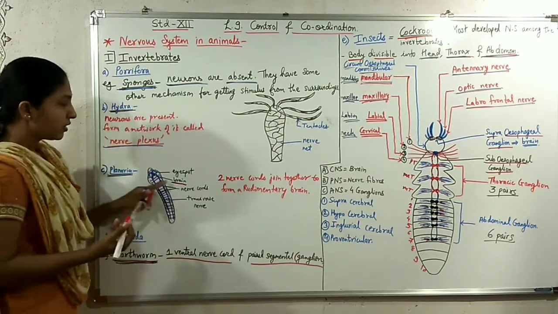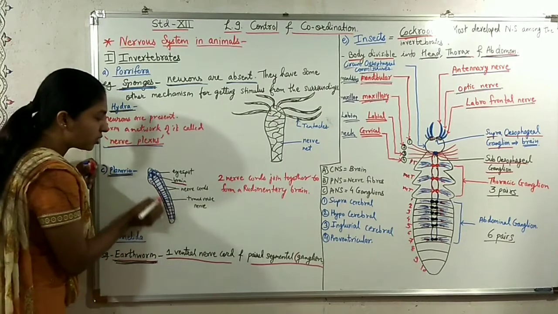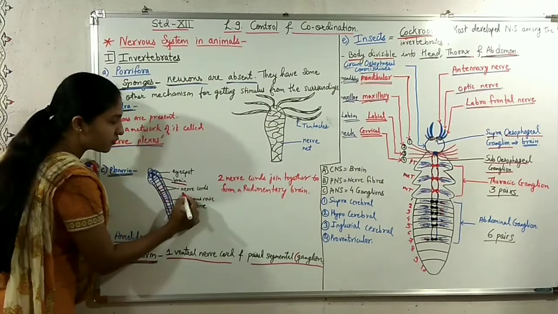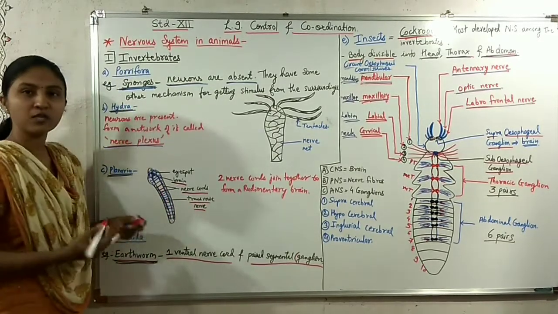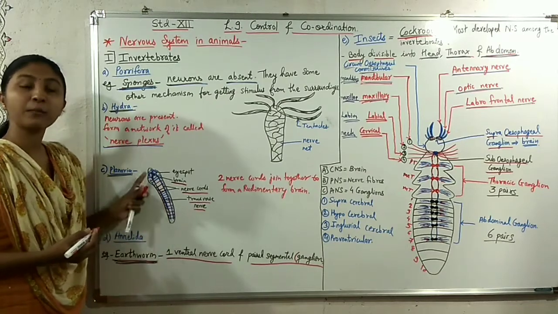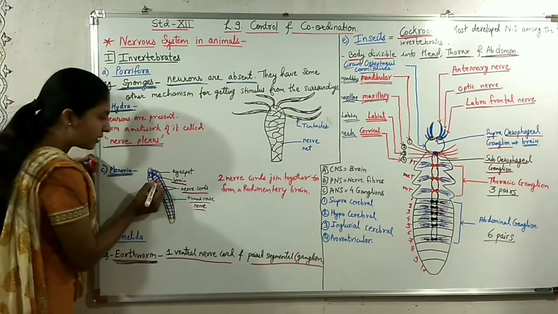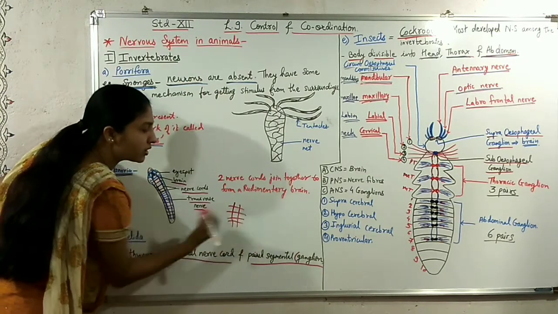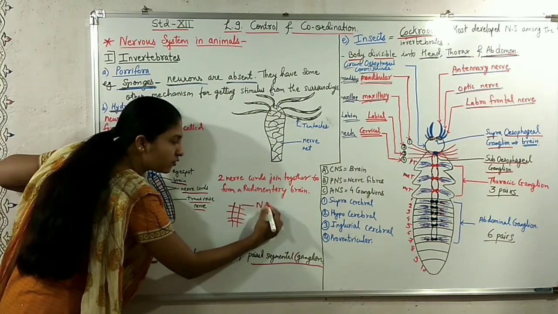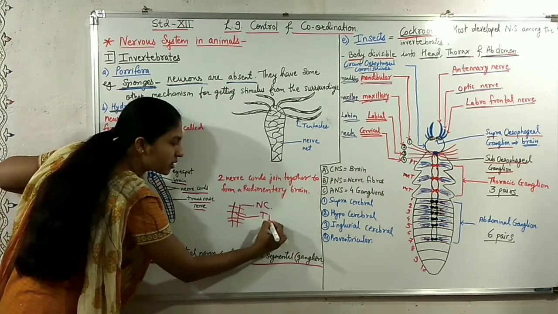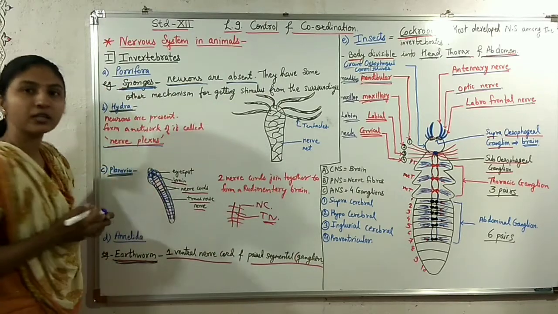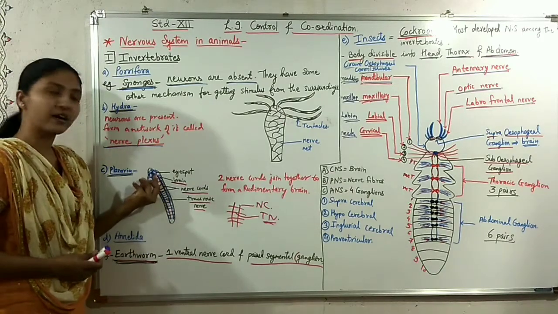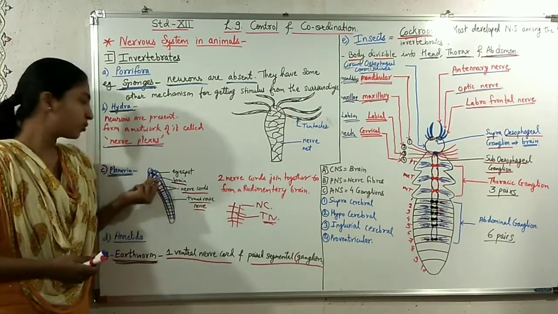And here these two nerve cords are connected with each other through the transverse nerves, like a ladder, in a ladder manner. As the structure of a ladder is in this way, they are connected with each other through the transverse nerves. So these are the nerve cords and these are the transverse nerves. They connect each other in the form of a ladder. So two nerve cords arise and they join together to form a rudimentary brain.